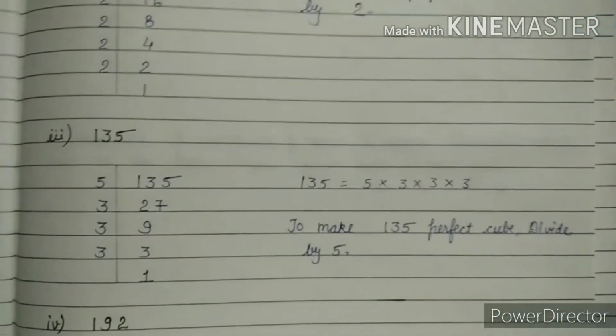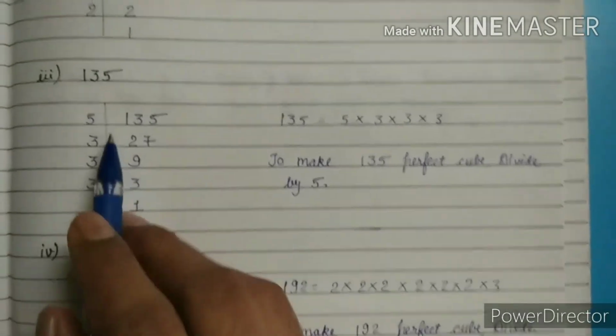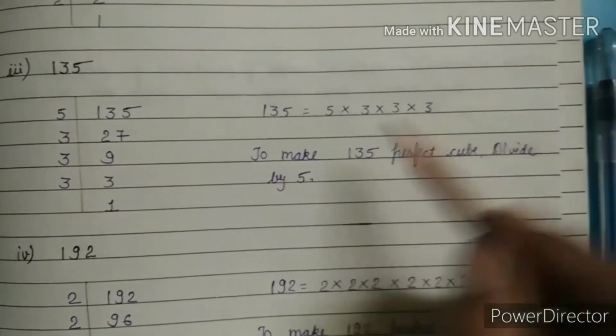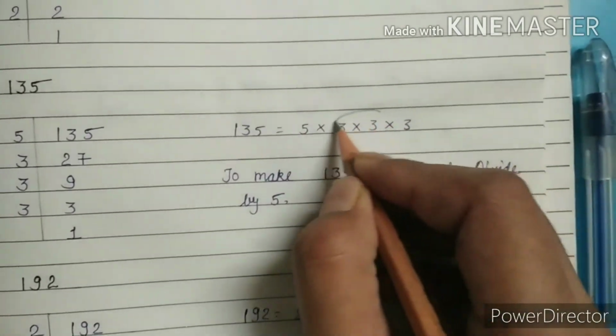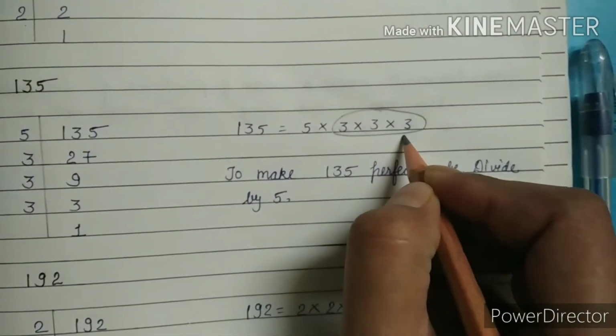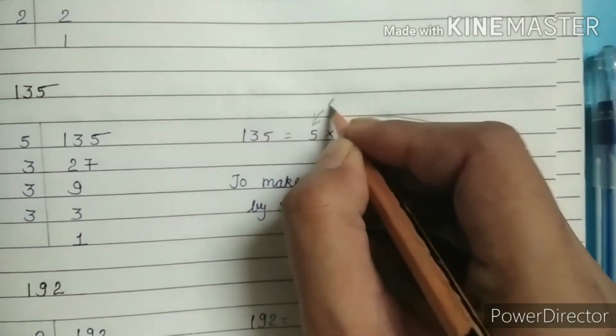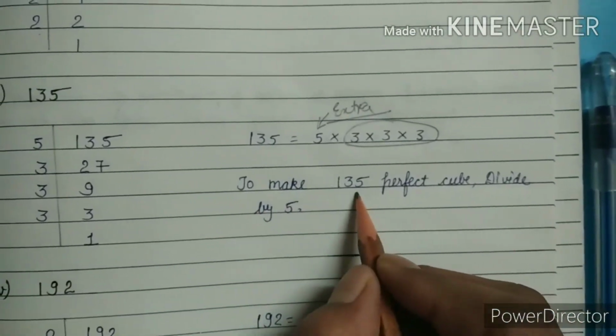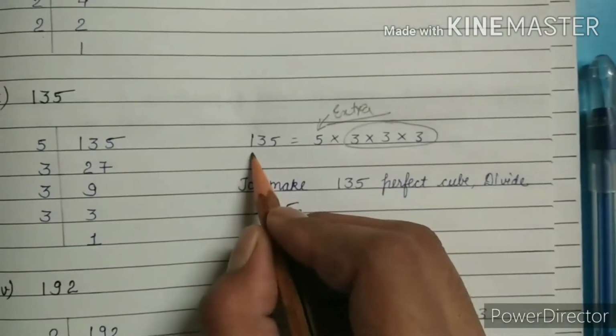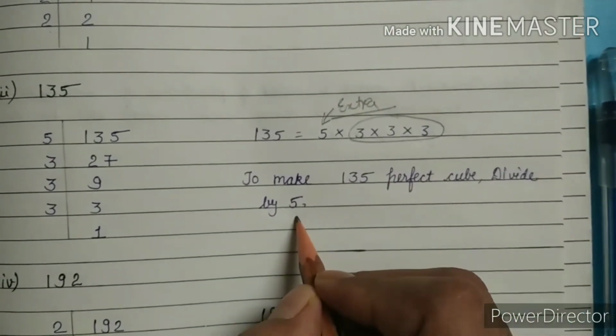Question number 3 is 135. Its prime factors are 5 into 3 into 3 into 3. In this we have the group of 3 numbers, that is 3. 5 is the extra, so to make 135 a perfect cube, we will divide it by 5.